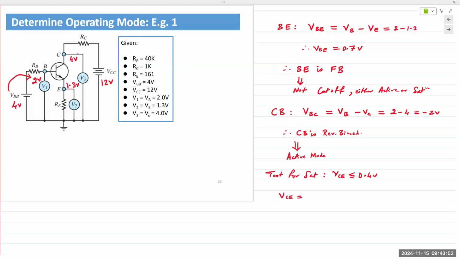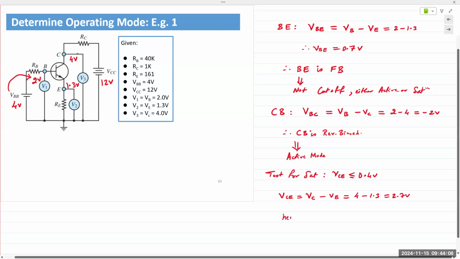So VCE is VC minus VE, which comes out to be what? 4 minus 1.3. 2.7 volts. Hence, not saturation.